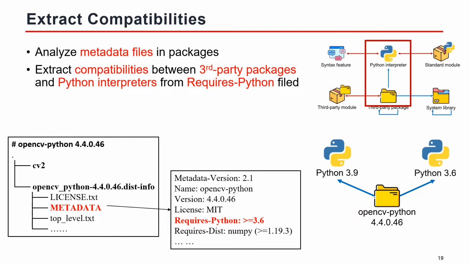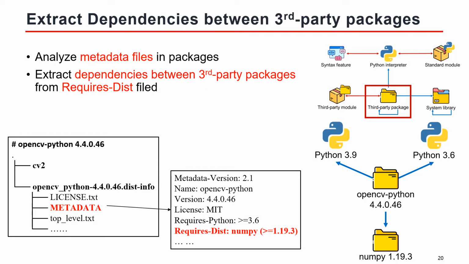After that, we analyze metadata files of a third-party package for obtaining the compatibility between the package and the Python interpreters. For example, OpenCV-Python requires Python not lower than 3.6. Thus, it is compatible with Python 3.6 and 3.9. We also analyze the metadata for obtaining the dependencies between third-party packages. For example, OpenCV-Python requires NumPy not lower than 1.19. Thus, it depends on NumPy 1.19.3.